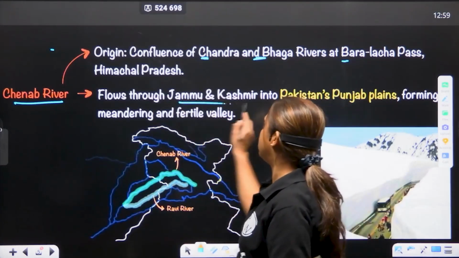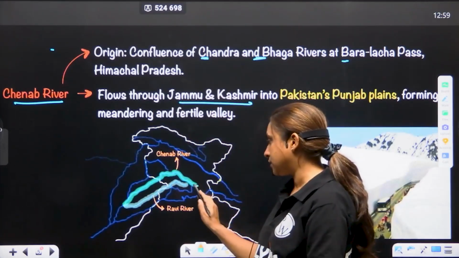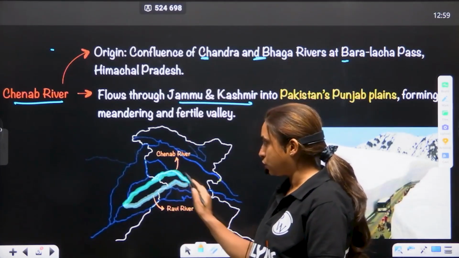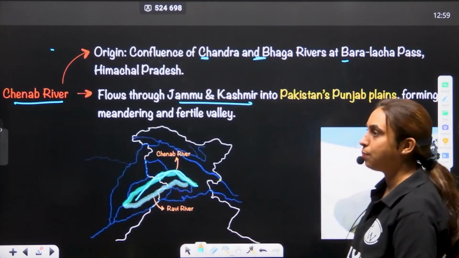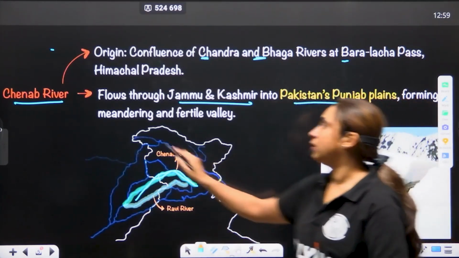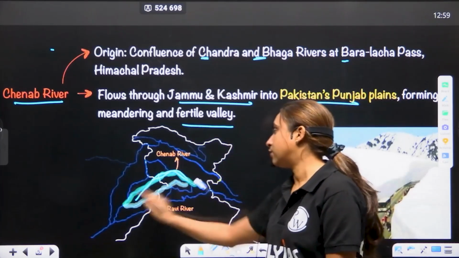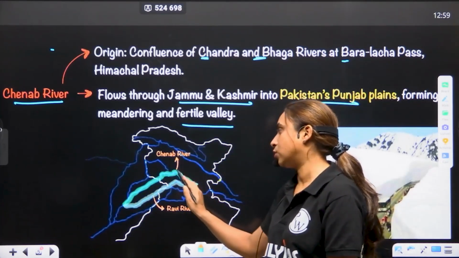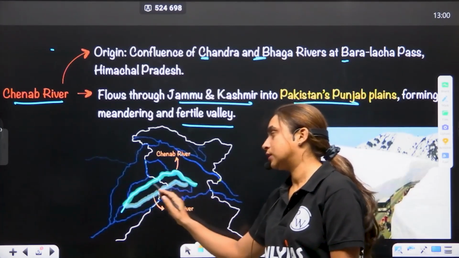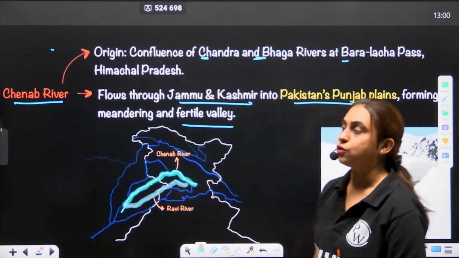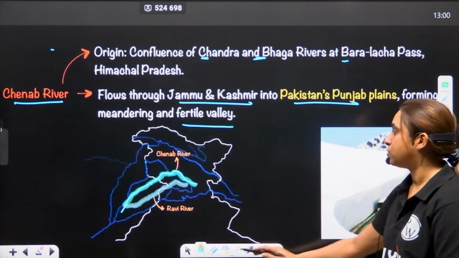It is flowing through Jammu and Kashmir, as you can see. It also flows into Pakistan's Punjab plain, and it is forming a very fertile valley. This river also meanders, like the majority of rivers. So it's flowing through Jammu and Kashmir, and it is also flowing to the Punjab region of Pakistan. So this is your Chenab River.